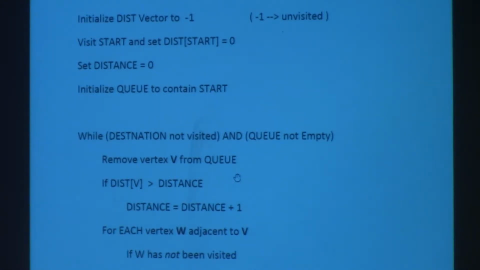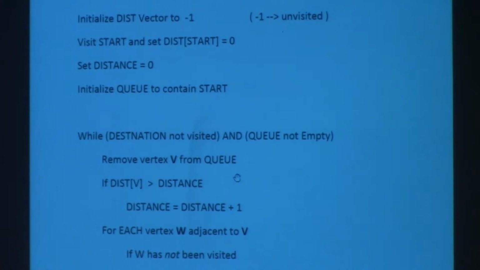So therefore, while all this is true, I will remove the vertex from the Q. If the distance is greater than distance, then increase distance, but it's not. So distance stays at 0. Now I'm going to loop, like in BFS, for my adjacent neighbors. For each adjacent neighbor W to V, if W has not been visited, we will set the predecessor vector. The predecessor vector for each vertex shows you which neighbor you should visit before this one.